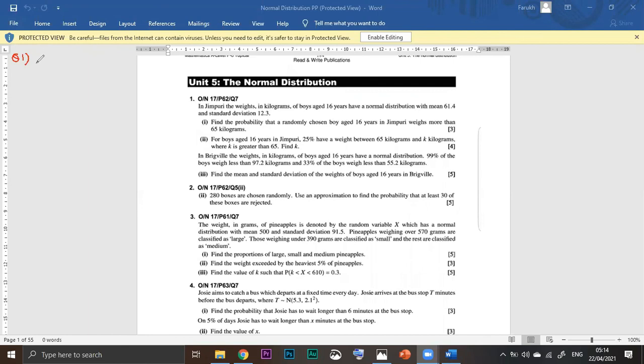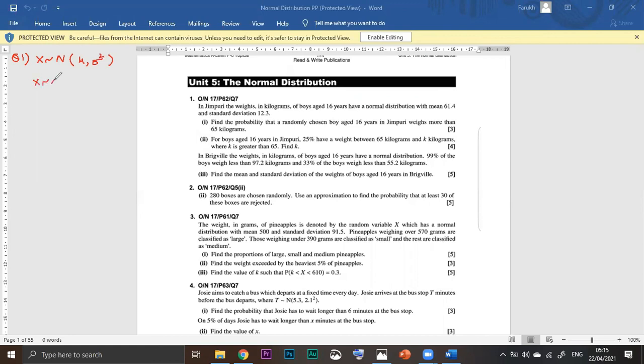First of all, we will write down the definition of the normal distribution. X is a normal distribution. There are two parameters of the normal distribution. One is mu, the other one is variance, sigma square.